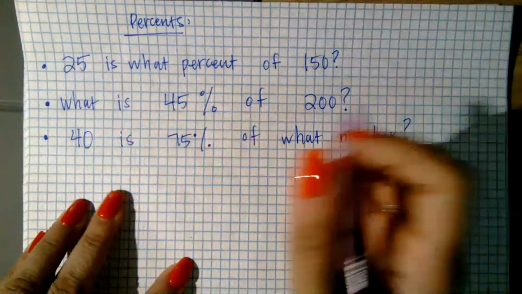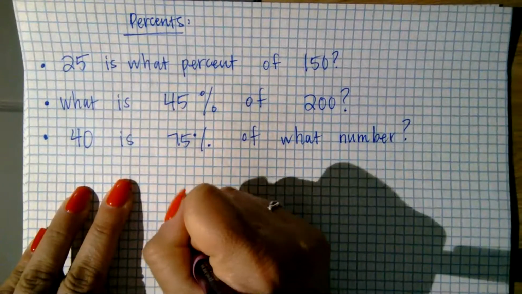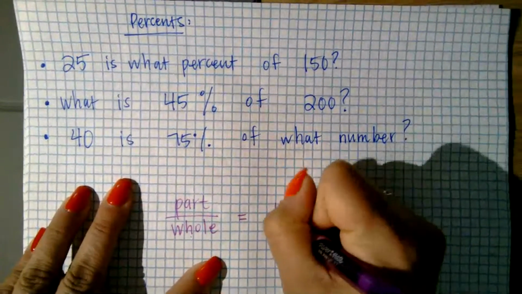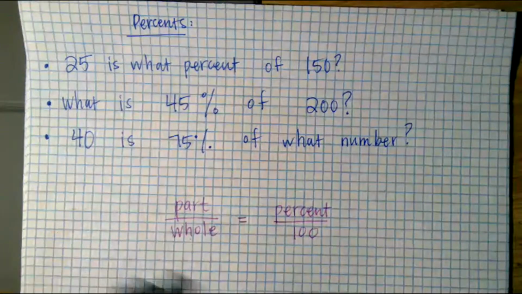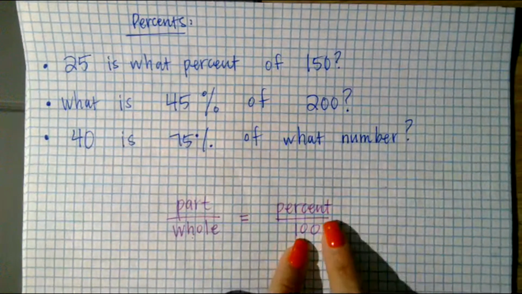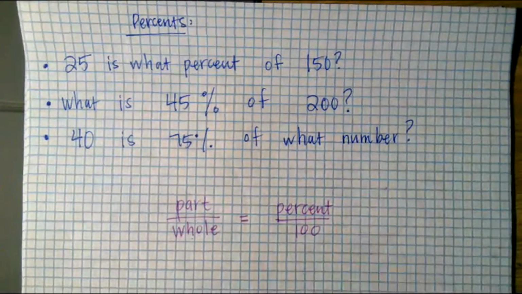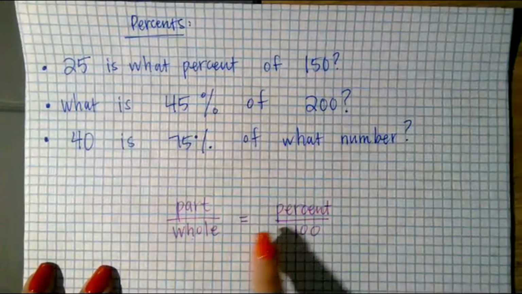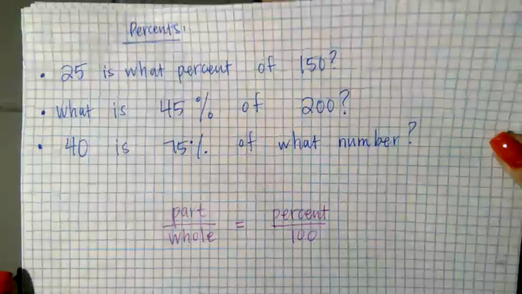So the formula for that is part over whole equals percent over 100. This formula right here will give you the answer. There's no need to transfer the percent to a decimal or back to a percent, because I'm already writing the percent over 100, so it will be given to you in percentage form. Again, remember this formula: part over whole equals percent over 100. And let's get started. The first one is 25 is what percent of 150.